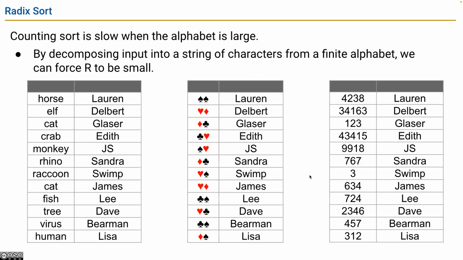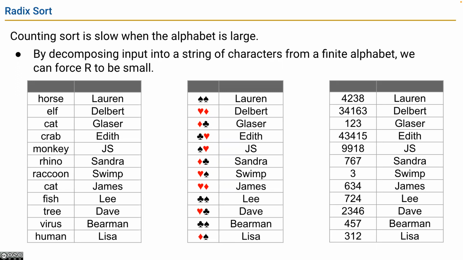So counting sort, as we saw, is slow when the alphabet's really big. But if we decompose our input, and that's the very clever idea, into a string of characters from a finite alphabet, we can basically force r to be a small thing. For example, imagine we're sorting numbers. The problem we had with the population of Tokyo is it was 37 million. But if you think of 37 million as a sequence of digits, then we'll be in better shape.